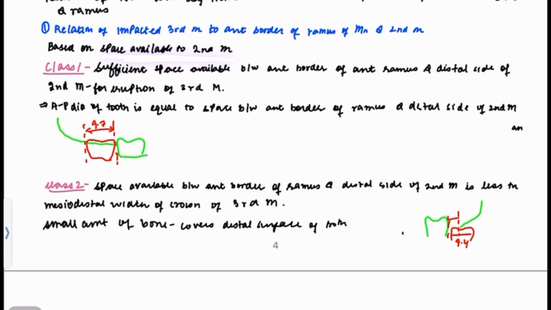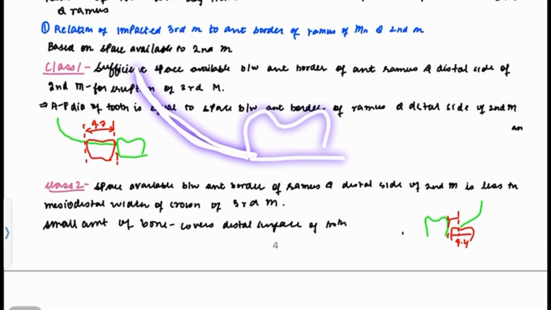Let's see. So in class 1, let's see the definition. There is sufficient space available between the anterior border of the ramus and the distal side of the second molar. So what are the things we are talking about? This is the anterior border of the ramus. I'm not drawing the full ramus. This is my second molar, so this will be my distal side of the second molar.